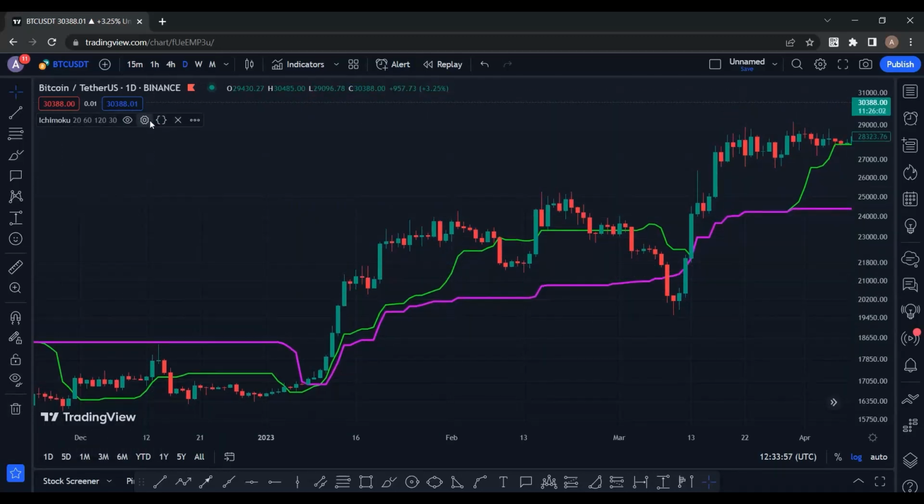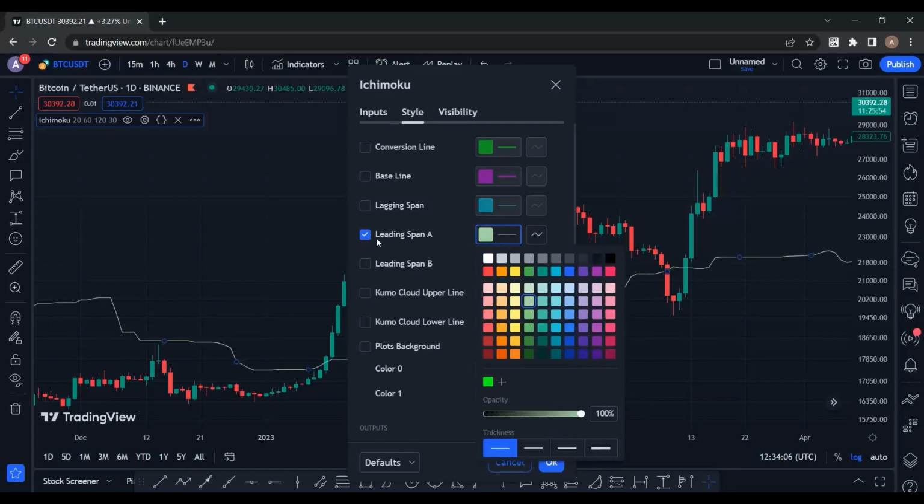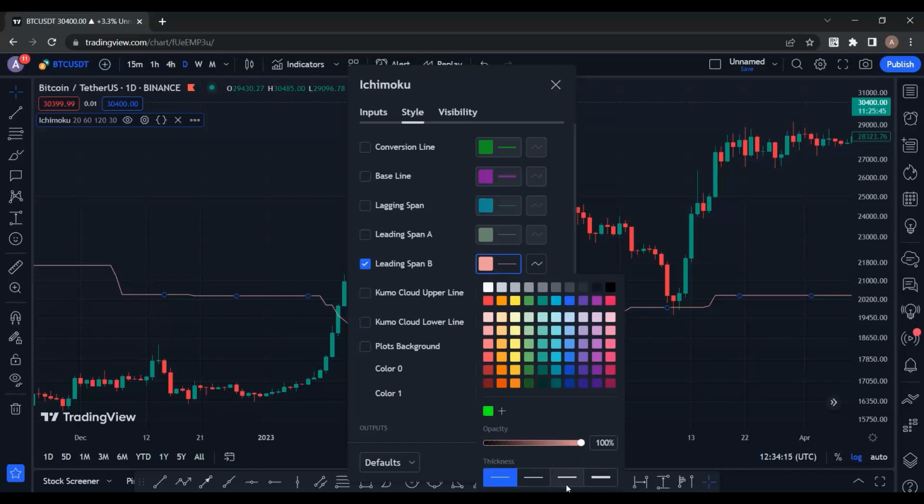I'm going to go into the settings, uncheck these two lines, and add the leading span A, or Senkou span A. We have leading span A and leading span B. We want to talk about these one by one. I'm going to first talk about leading span B here. I'm going to increase the thickness.